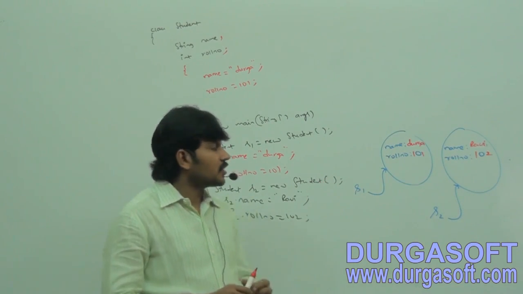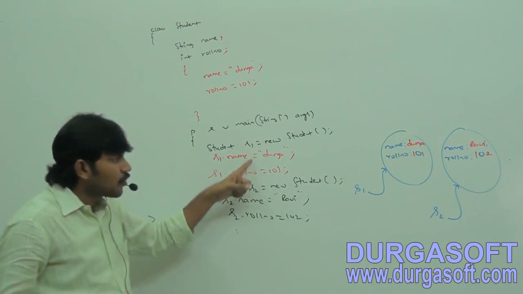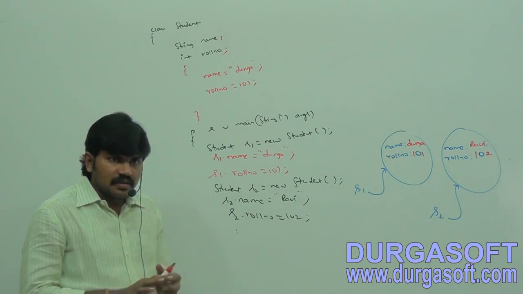Are you getting it? So that's why we can maintain different values, but the problem is the length of the code is going to increase like anything. That's why this approach is not recommended. Clear for all of you?